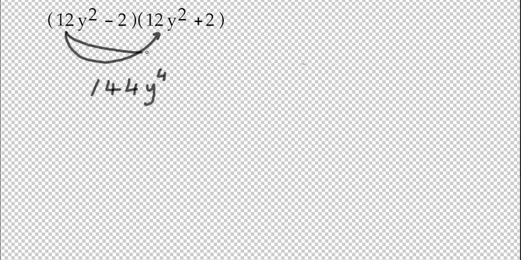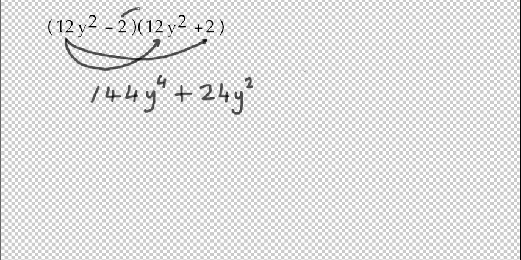What's the outer? Just what's 2 times 12y squared? Isn't that 24y squared? Not changing the y's, there's no more y's to change, but 2 times 12 is 24. Okay, I have done the first and the outer. Let's do the inner two. What's negative 2 times 12? That's negative 24 with the y squared still. So that's negative 24y squared. And finally, what's the last? What's negative 2 times positive 2?